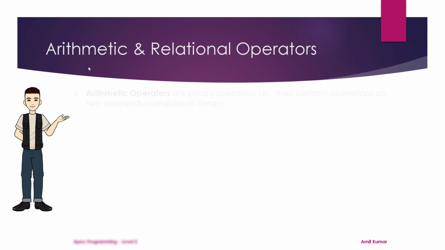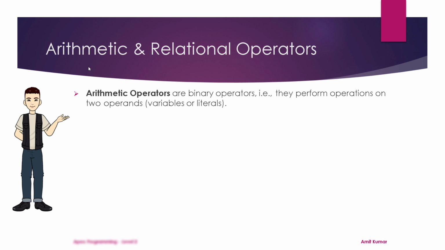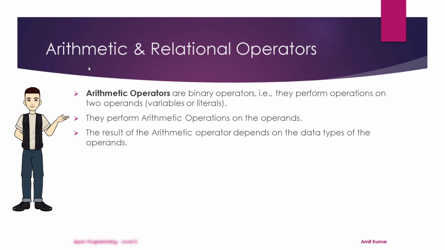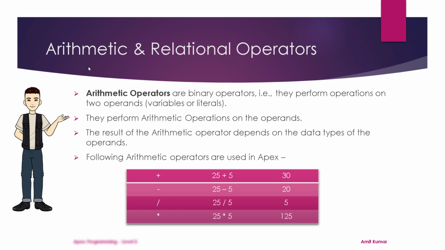Welcome to this video in which we are going to talk about arithmetic and relational operators. Arithmetic operators are binary operators, which means they perform operations on two operands at a time, where operands are nothing but variables or literals. They perform arithmetic operations, as the name suggests, and the result depends on the data types of the operands. The following arithmetic operators are used in Apex: plus, minus, divide, and multiply. We know how they operate and what sort of result they give. Here we have shown the example with integers, hence the result will be in the form of integers only.